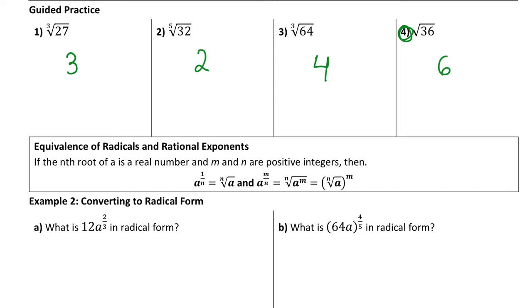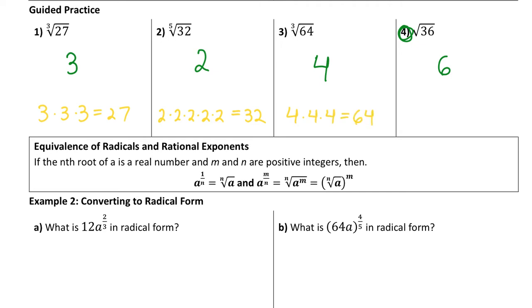Okay, so for each of these, number 1, 3 times 3 times 3 is 27. So the cube root of 27 is 3. For number 2, it's 2 because 2 times itself with 5 factors of 2 is 32. Number 3 is 4 because 4 times 4 times 4 is 64.